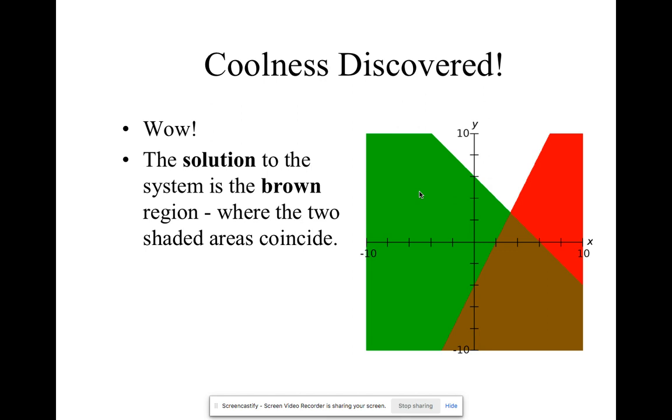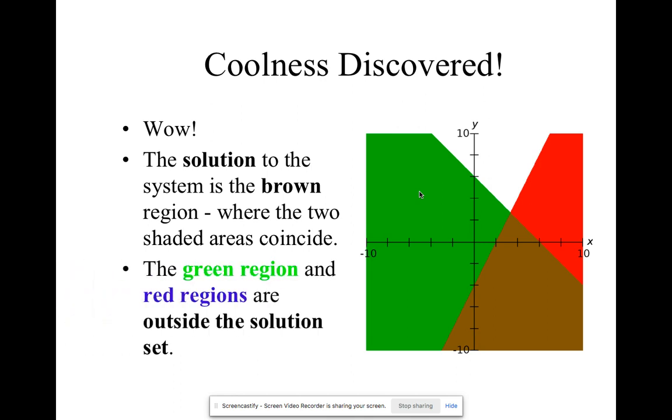This is where both statements become true, the shaded region where both colors are together and mixed, and that's considered the brown area. That's all we're doing differently here. We're just shading and looking for that collided area where both colors are meeting, and that's your answer for a system of inequalities. So the green region and red region are outside the solution set. Any of the green, any of the white, or any of the red are not solutions, but any of the brown area are solutions to our two inequalities.